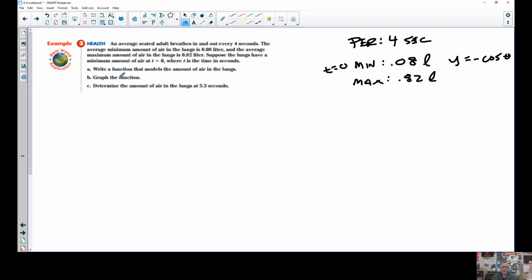Now, they want us to graph the function. In order to graph the function, we have to write it. Actually, they ask us to write it. All right, so let's write this. So what are we going to do? We've got y equals, we know it's negative. We've got to find our A value.